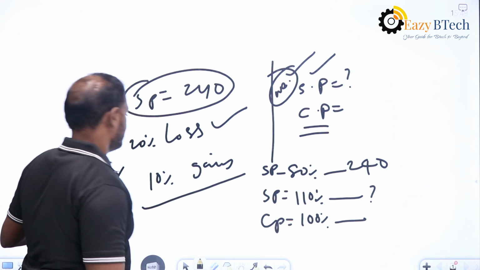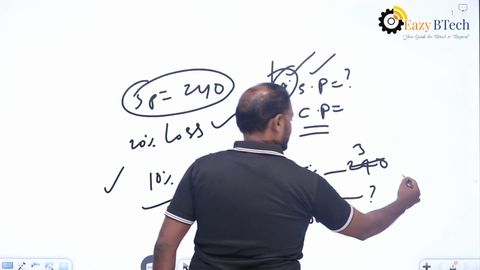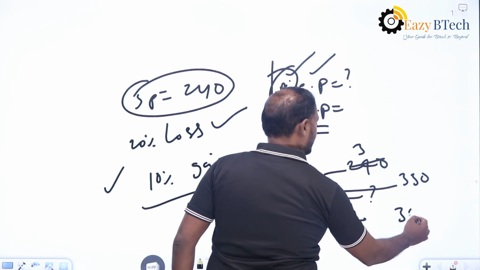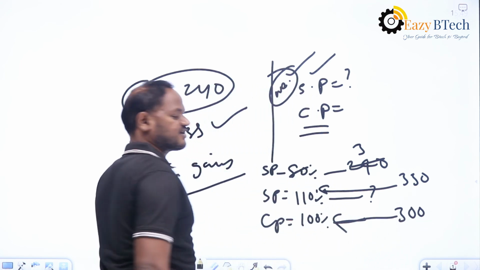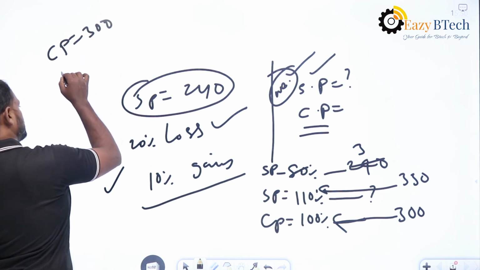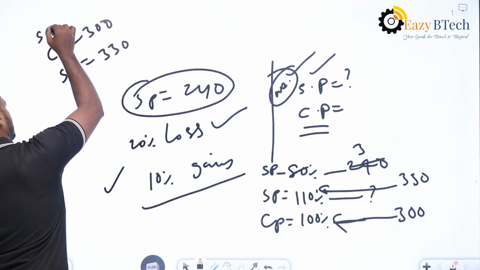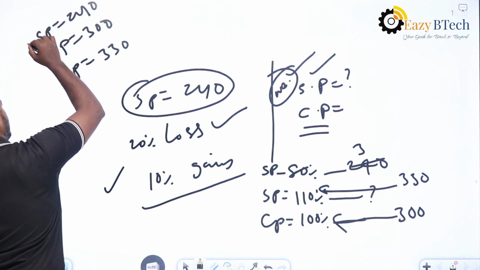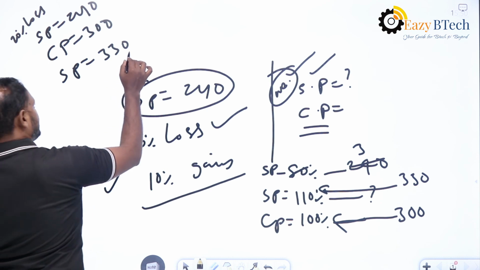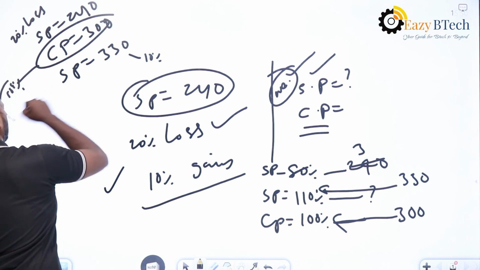Got it. Logically, 80% is 240, so 10% is 30, and 11 times 30 is 330. 330 will be the new selling price. 100% means 300, so 300 will be the 100% value, that is the original cost price. The original cost price is 300, the new selling price is 330, and the original selling price is 240. If it is 240, there is a 20% loss. If it is 330, there is a 10% gain. The original cost price is the 100% value. That's it, nothing else is there.